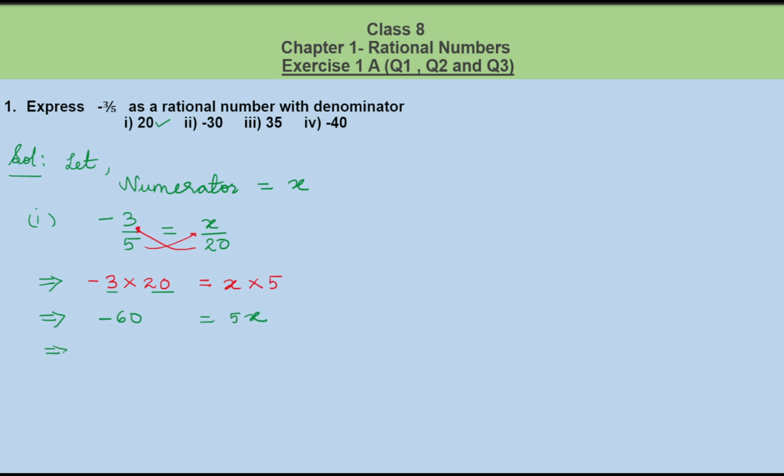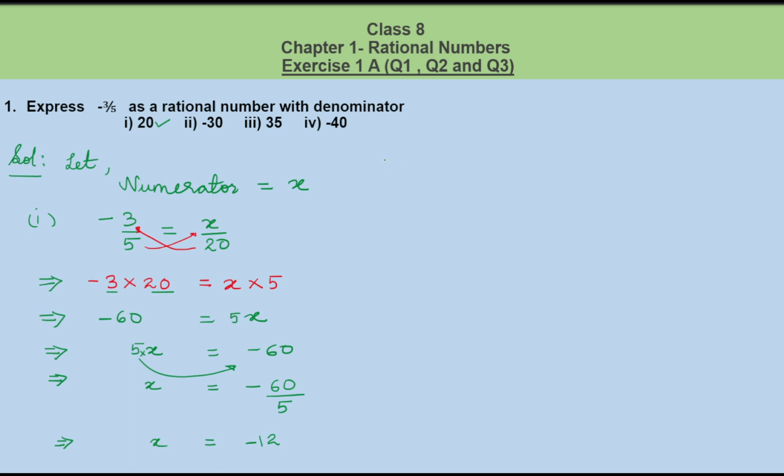Now I'll rewrite this and change the sides, because the variables are always kept on the left hand side. From here, I'll transpose this 5 to RHS. On transposing, the sign always changes, correct? Here this 5 is in multiplication with x, so when it comes to RHS, it will divide 60. On doing so, we get the value of x as 12, and the minus sign comes at its place.